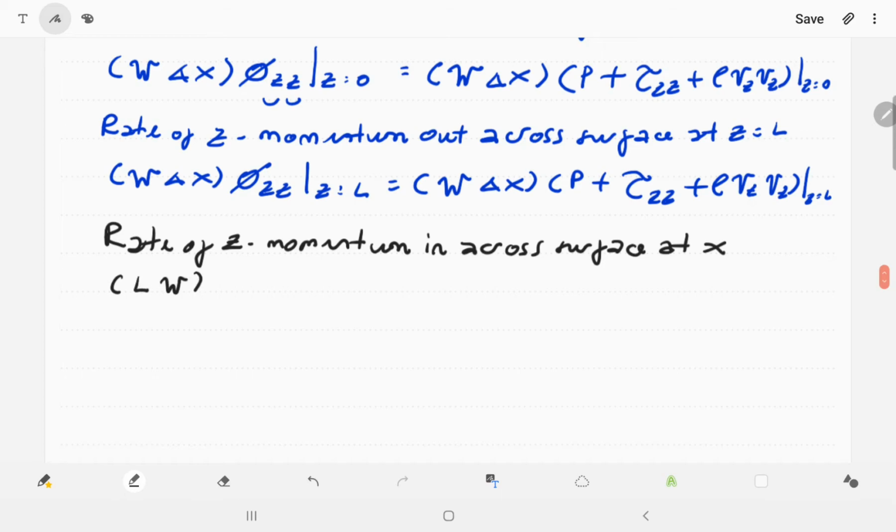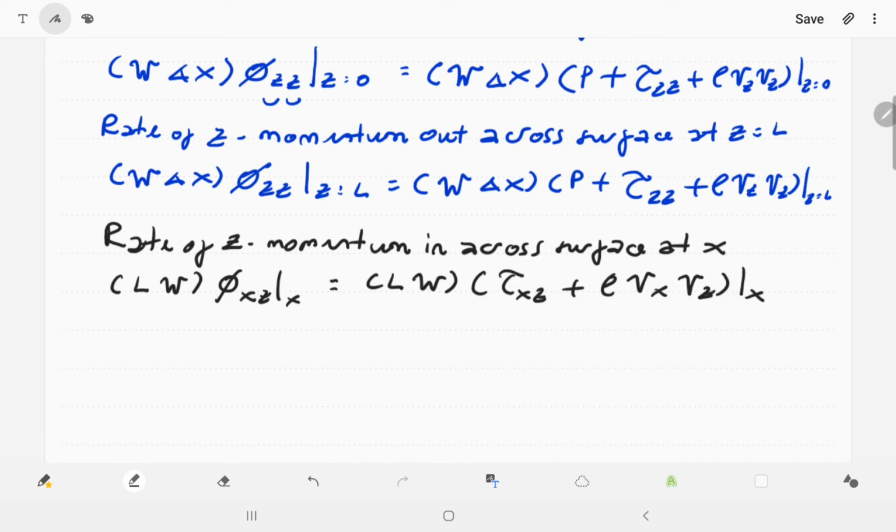L multiplied by W, this one XZ, X, LW, XZ plus rho Vx Vz at X. You can see that this X, this Z will translate to X and then Z, and this XZ is also translated to the same XZ in here. Note that for this component, this will be 0 because Vx is equal to 0.